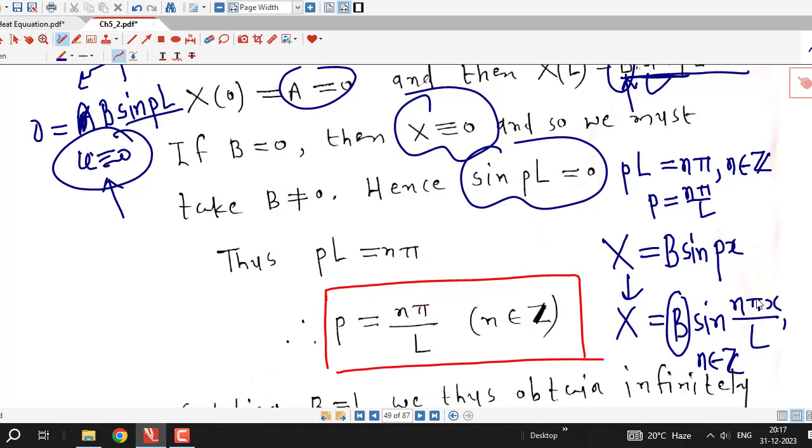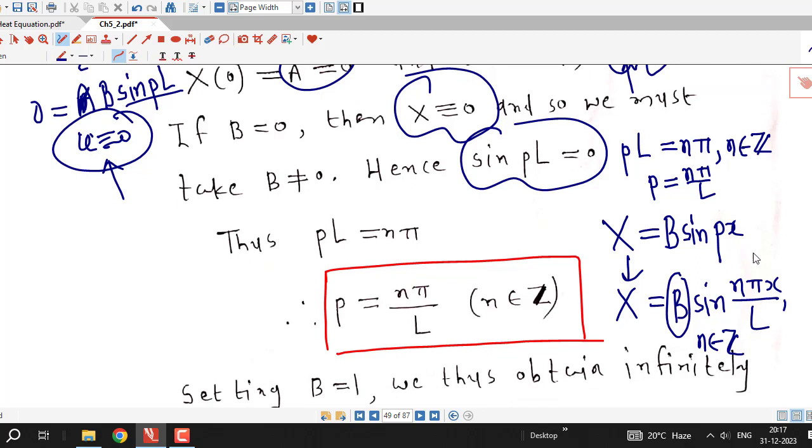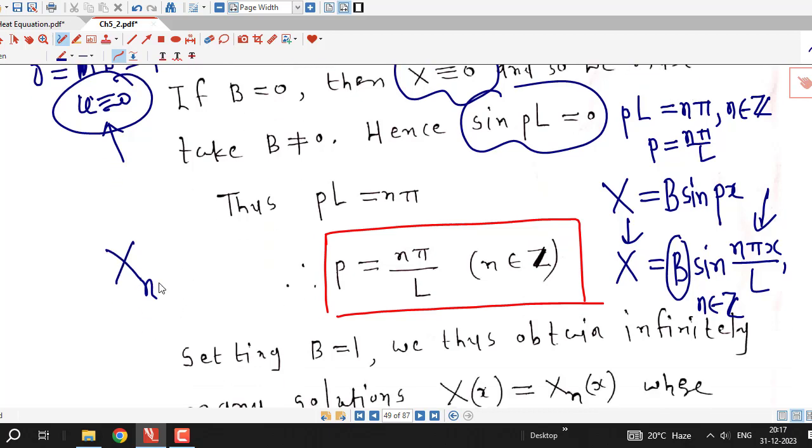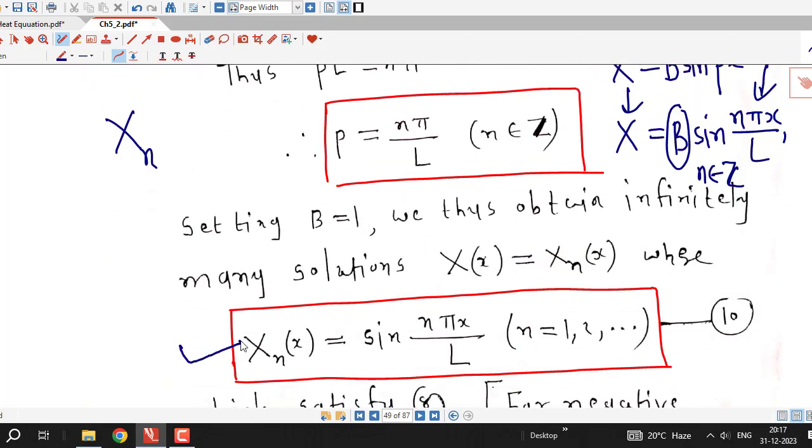This B is an arbitrary constant that we can adjust as, say, B equal to 1, and these solutions are different for different values of n, so we can denote them by X suffix n. So that I have written here, we obtain infinitely many solutions denoted by Xn, which are functions of x only, and they are sin n pi x by L. We are not considering negative integers. For negative integers, we will obtain the same solution. The only difference is the sign is negative, but we are interested in linearly independent solutions, so we are considering only positive integers.